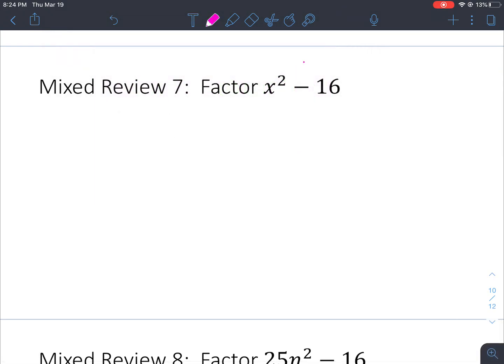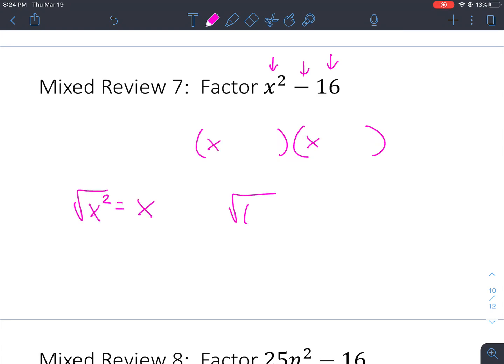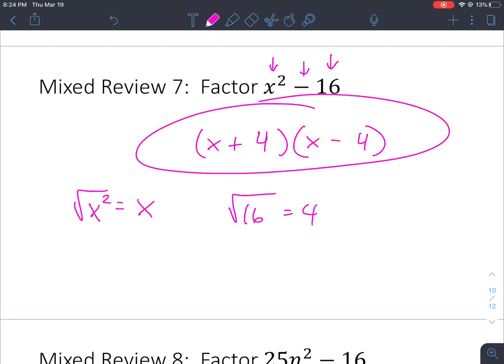Lastly, we're back to 2 terms. I have a difference. I know x squared is a perfect square. I know 16 is a perfect square. So this is just more practice from what we did today. Okay. When I see that difference of squares, I take the square root of x squared to get x. I take the square root of 16 to get 4. And then remember, we want to cancel out that middle term, so I'll have a plus 4 and a minus 4.